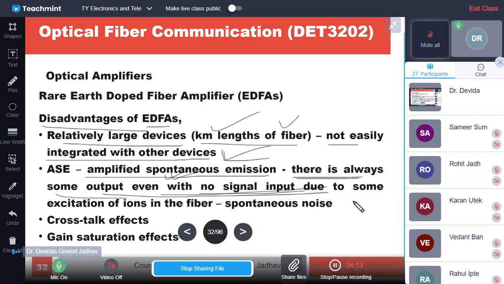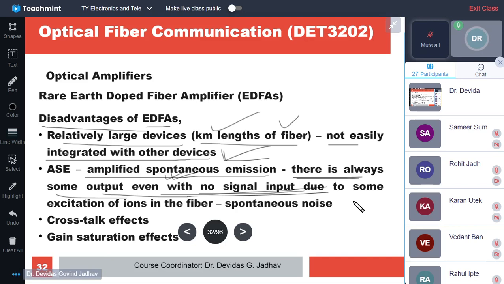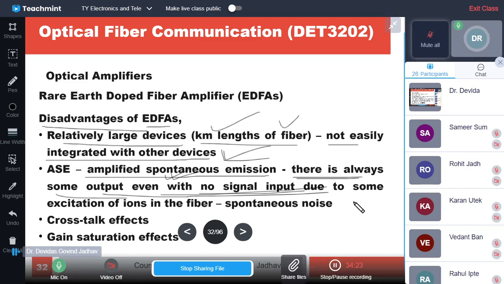The population inverted state automatically transits from higher energy state to lower energy state. It is called spontaneous emission. This we have discussed already in the third chapter. So due to some excitation of ions in the fiber, spontaneous noise is created. So ASE, amplified spontaneous emission, is there. There is always some output even with no input signal due to some excitation of ions in the fiber, that is spontaneous noise. The spontaneous emission process we have discussed in the third chapter.